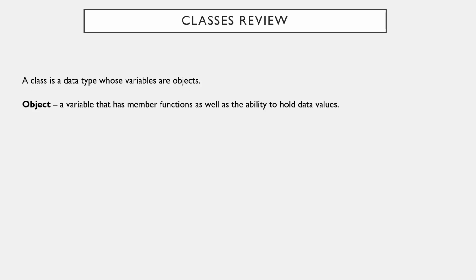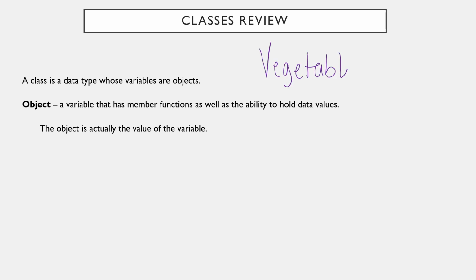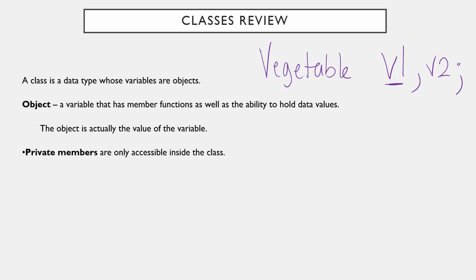All right, so an object is a variable that has member functions and the ability to hold data values. So when you create a class and you declare objects of your class, those are the variables of your class. So the object is actually the value of the variable. So if you have class vegetable, and I say vegetable is my class, V1 is an object of type vegetable. V1, V2, those are objects of type vegetable. Those are variables that hold the value of a vegetable.